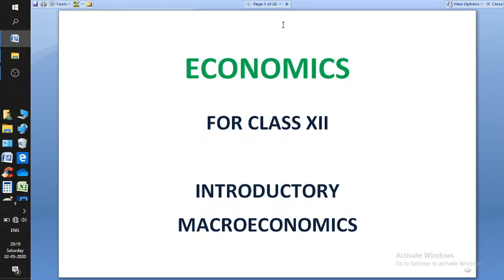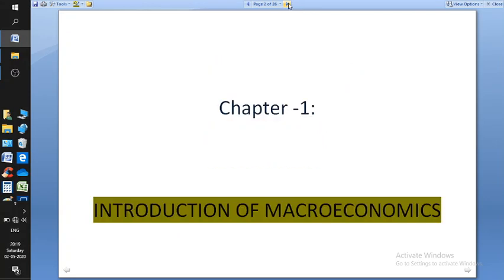Welcome to the session on the subject of economics for class 12, as prescribed by the syllabus. This is the textbook on introductory macroeconomics published by NCERT. The first topic we are going to learn is the introduction to macroeconomics.